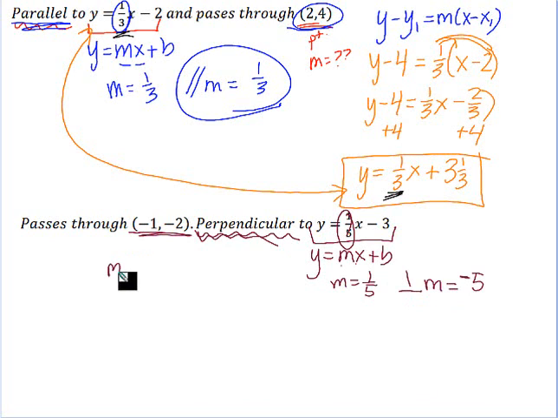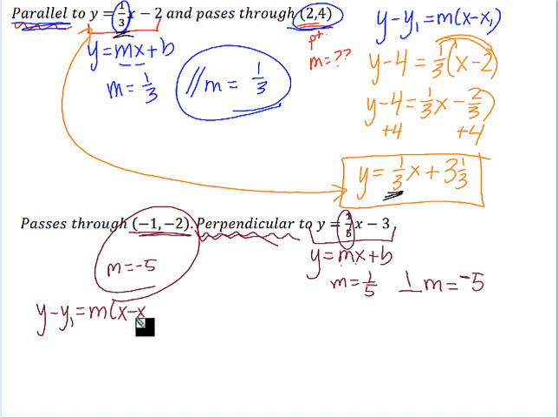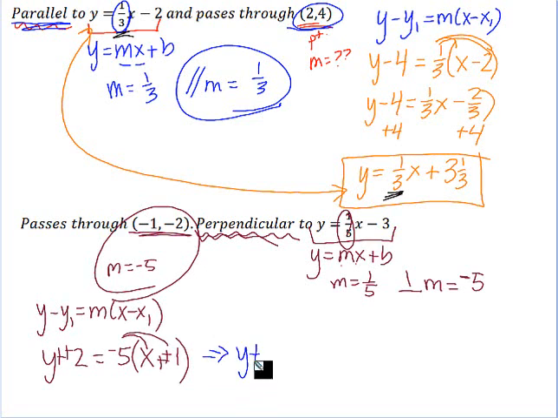So we're going to use the slope of negative 5 with our point negative 1, negative 2. And we will then put this into point slope form. So y minus y1 is equal to m times x minus x1. So y minus y1 is negative 2 is equal to m is negative 5 times x minus x1 is negative 1. Minus a negative 2 becomes plus a positive, minus a negative 1 becomes plus a positive. Then we'll distribute our negative 5 throughout. So when we do that, we now have y plus 2 is equal to negative 5x minus 5.